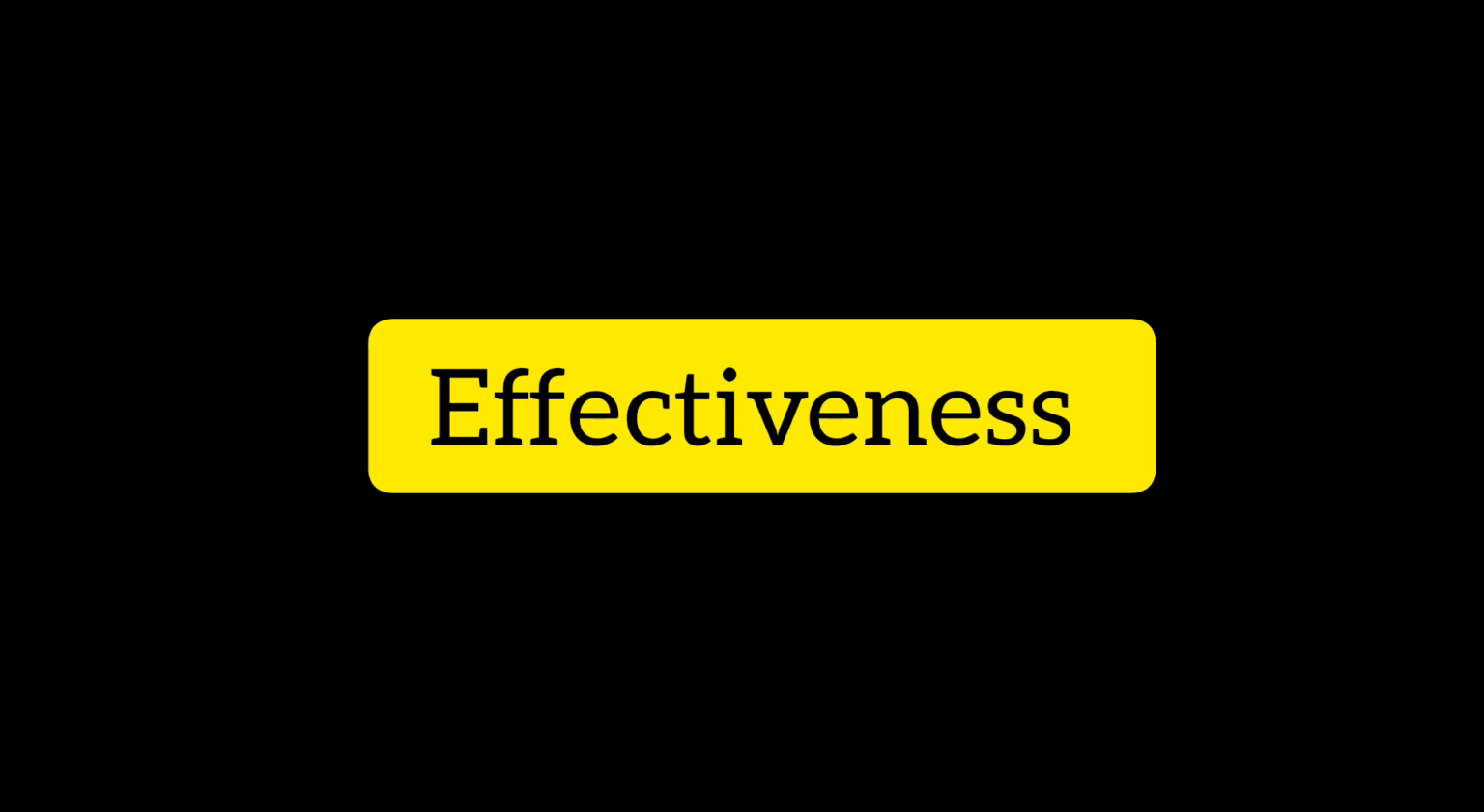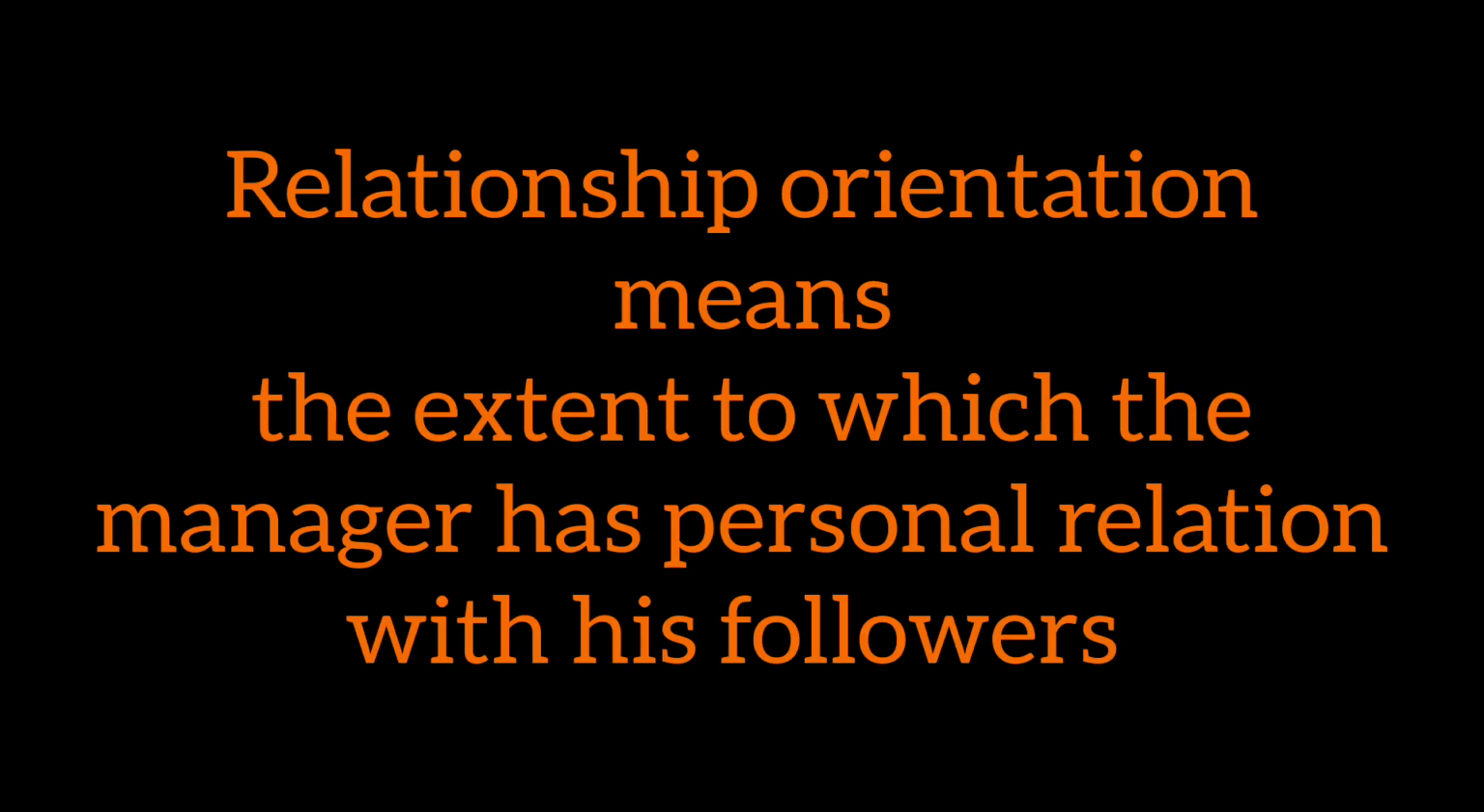Now going to the basic meaning of relationship orientation, task orientation and effectiveness. The first dimension is relationship orientation. What do you mean by relationship orientation, learner? It means the extent to which the manager has a personal relation with his or her followers. That means the relationship between the leader and his or her followers is included in the relationship orientation dimension.